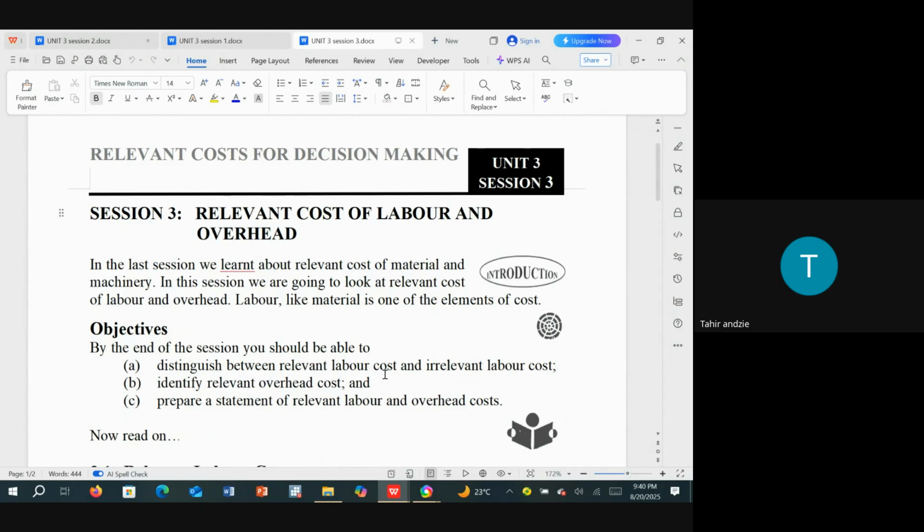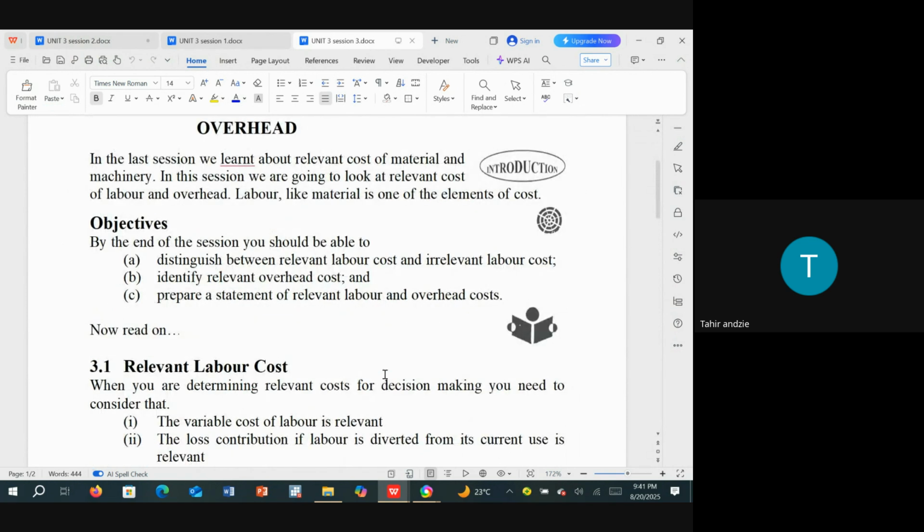So take note. Once we have looked at the relevant cost of material, you must also look at the relevant cost of labor, so that when you are taking decisions, you can differentiate clearly what costs are relevant and what costs are irrelevant. So by the time we finish going through session 3 of unit 3, we should be able to distinguish between relevant labor costs and irrelevant labor costs. We should be able to identify relevant overhead costs and irrelevant overhead costs. We should be able to prepare a statement of relevant labor and overheads.